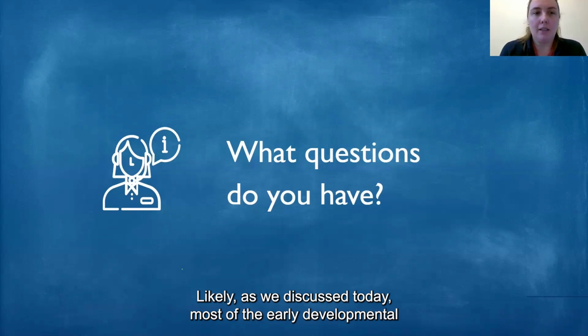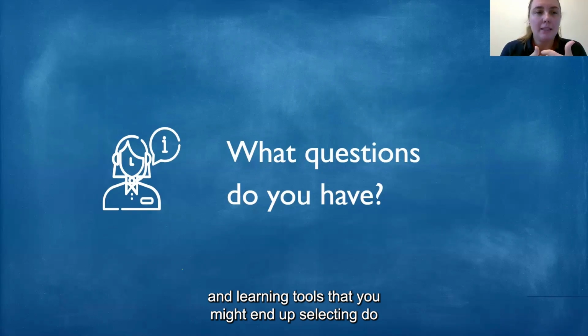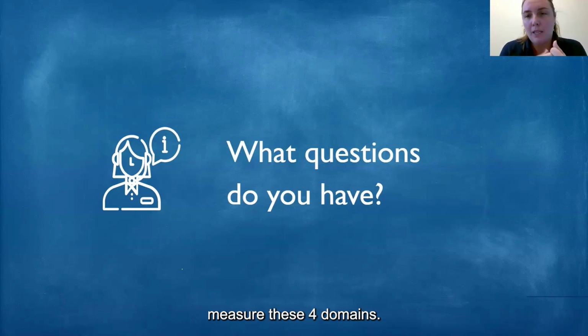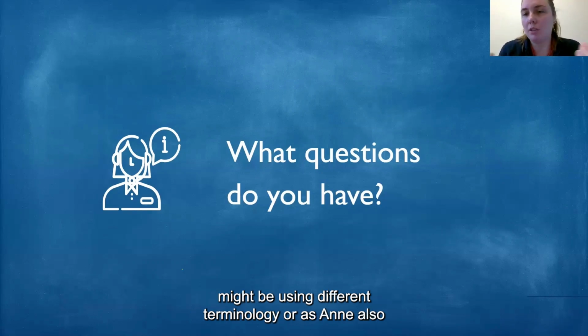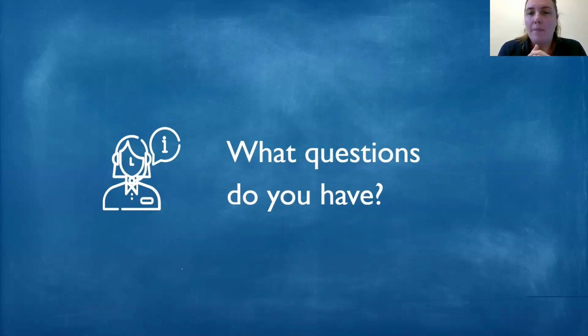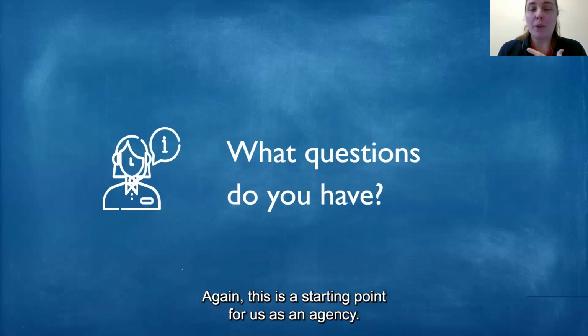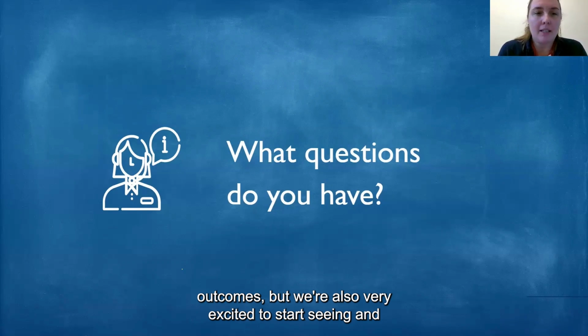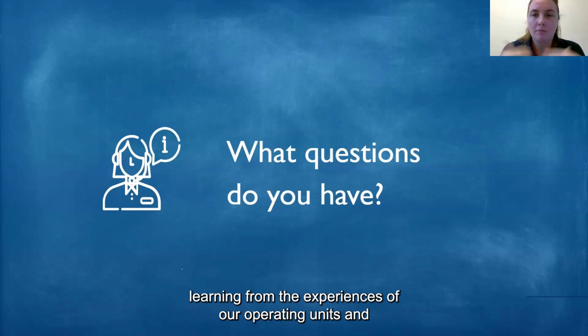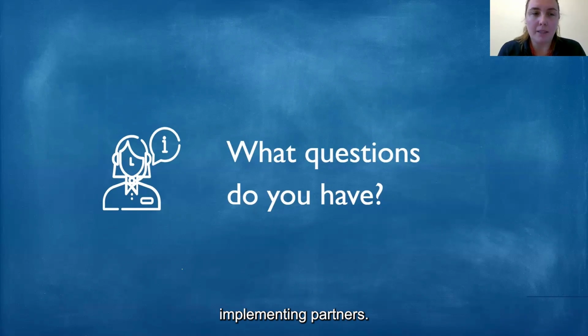Luckily, as we discussed today, most of the early developmental and learning tools that you might end up selecting do measure these 4 domains, and most also do report on the 4 domains, although they might be using different terminology, as Anne also presented today. Again, this is a starting point for us as an agency. We're very excited that we can start reporting on learning outcomes, but we're also very excited to start seeing and learning from the experiences of our operating units and implementing partners.